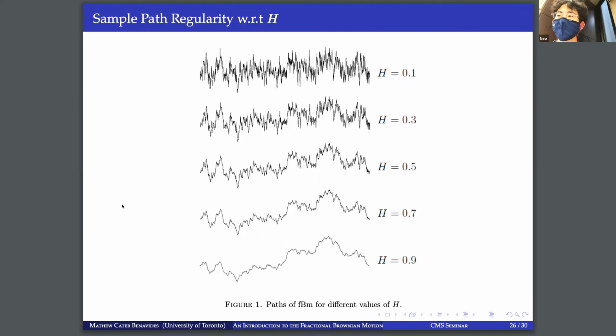Oh, I have one question. I don't know this, so I'm curious. In practice, let's say you want to use this to model some kind of fluctuation in real life and you wanted to match your data, is there some kind of statistics that help you estimate this parameter H?